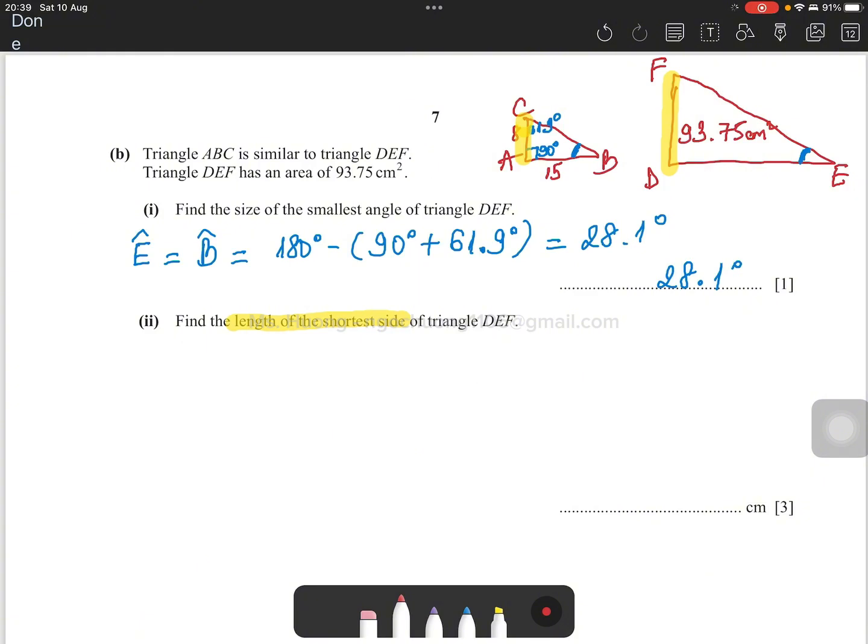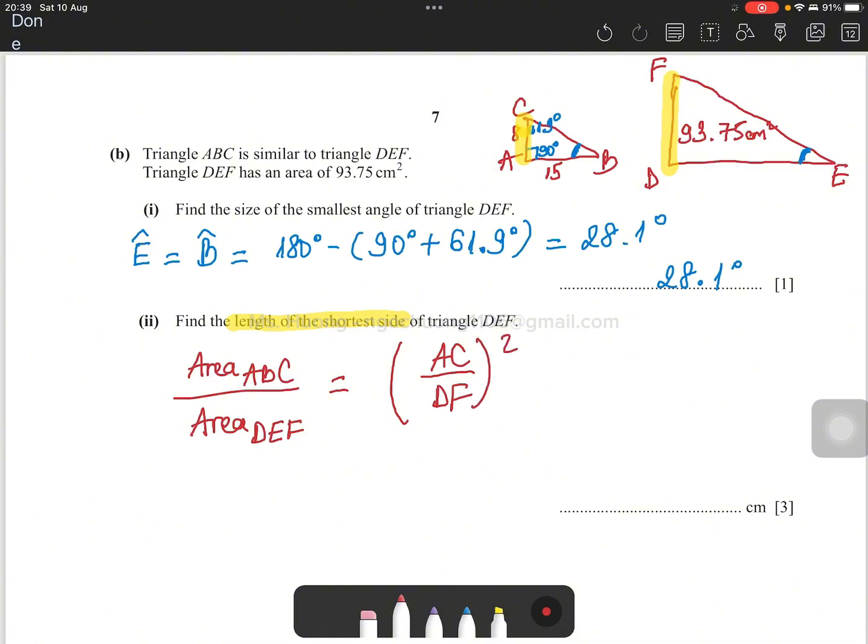From question A, we know that the area of the triangle ABC is 60 square centimeters, and the area of the triangle DEF is 93.75 square centimeters. So I would say the area of the triangle ABC over the area of the triangle DEF is equal to the square of the length of the sides, which means the square of AC over DF.